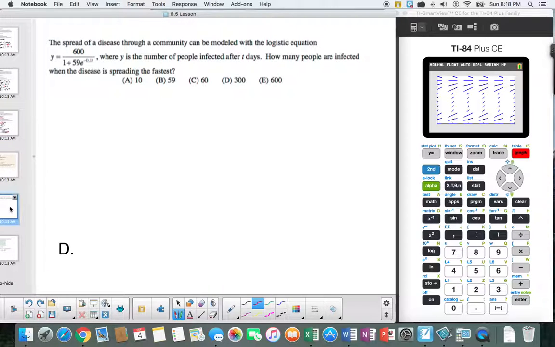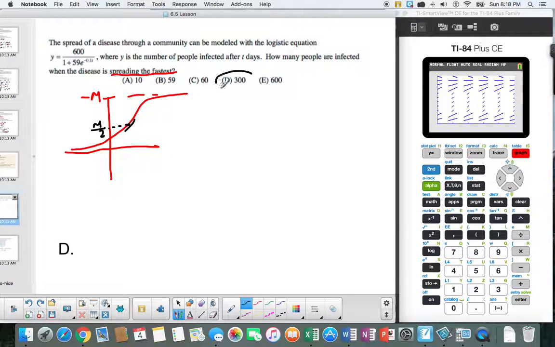All right, let's talk about some problems that use the logistic equation. This first one shows us the mathematical model, and it's asking us how many people are infected when the disease is spreading the fastest. And remember, this is going to be that halfway point. So here's the logistic curve. Here's the carrying capacity, m, and this point here where it's growing the fastest is always going to be m/2. So the answer is 300.